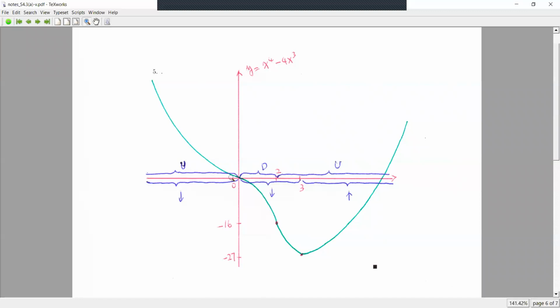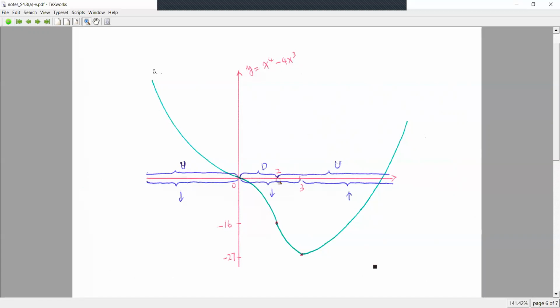piece by piece. When x is 0, function value is 0. So the graph passes the origin, passes this point. Okay, now over this interval, curve, concave up, but decreasing, pass through this point. So the graph looks like this.